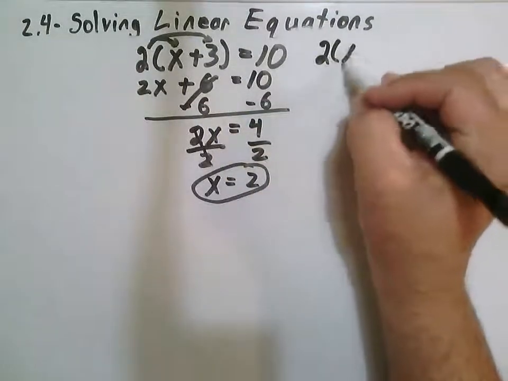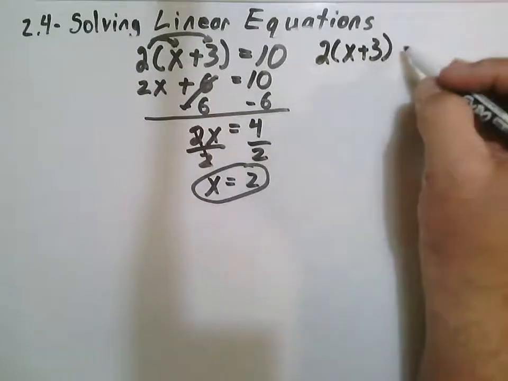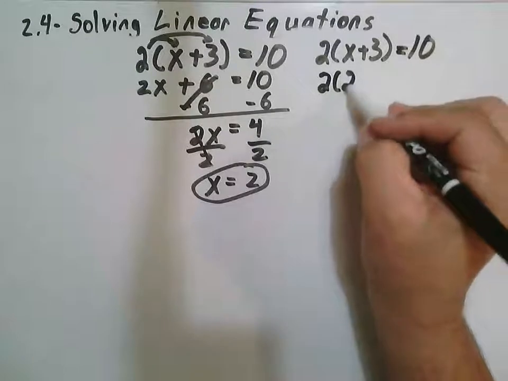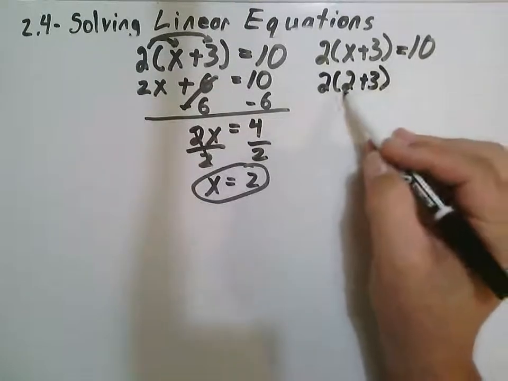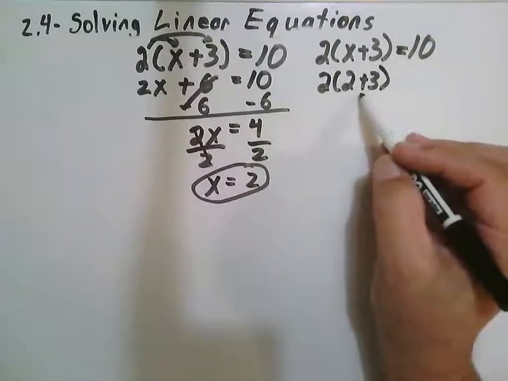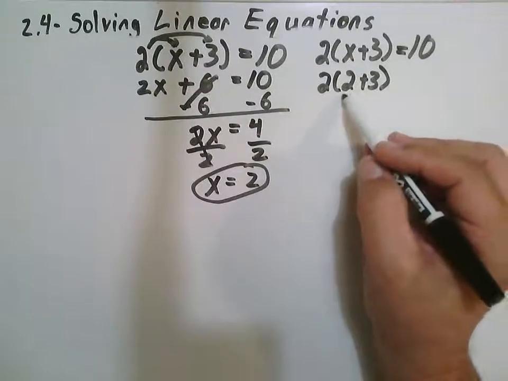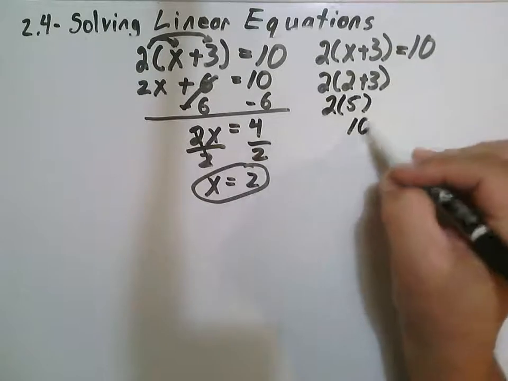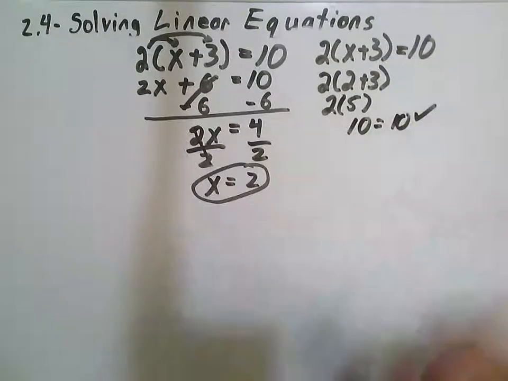So I'm just going to rewrite this linear equation over. I'm going to substitute the 2 in here. So that's going to be 2 times (2 plus 3). I can simplify that and condense it down to one number: 2 plus 3 is going to give me 5. 2 times 5 is going to give me 10. And I know that 10 equals 10, so that tells me that that one is correct.